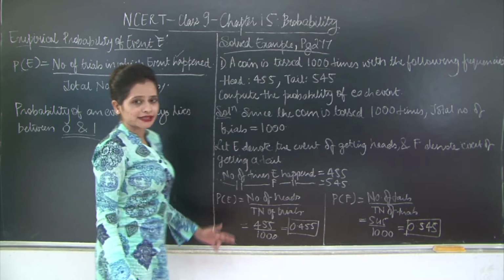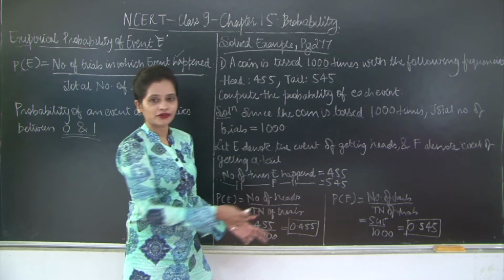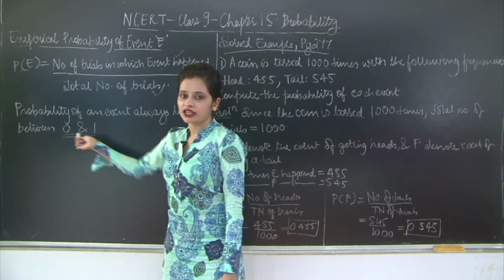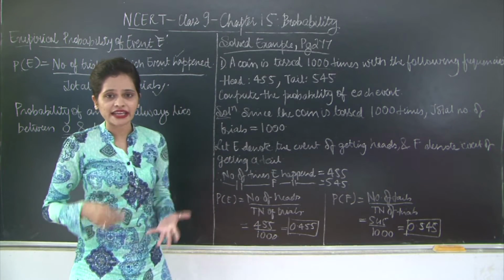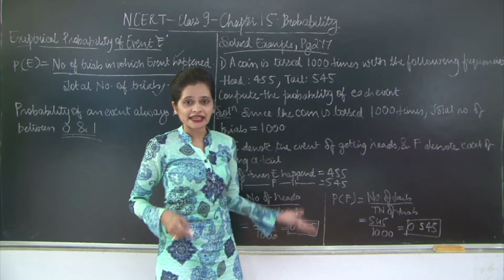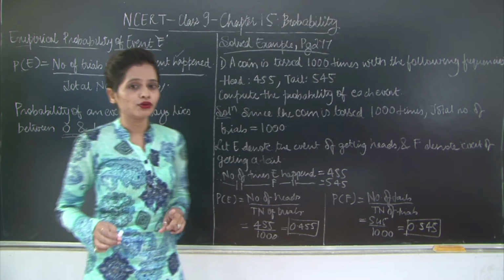So now if you notice, both the answers 0.455 and 0.545 lie between 0 and 1. If you get the empirical probability as negative or more than 1, then your answer is definitely wrong and you would need to recheck.